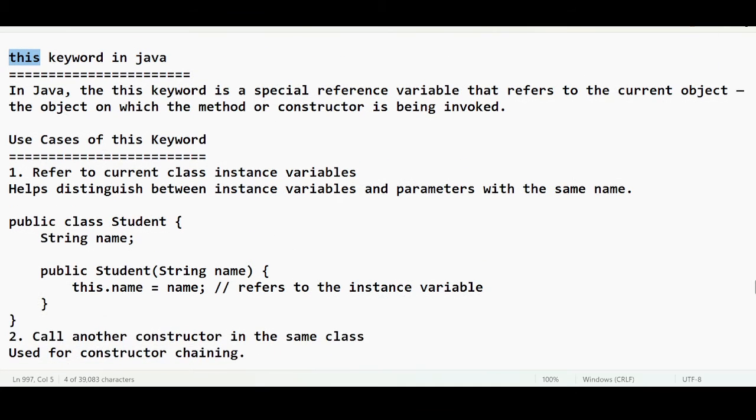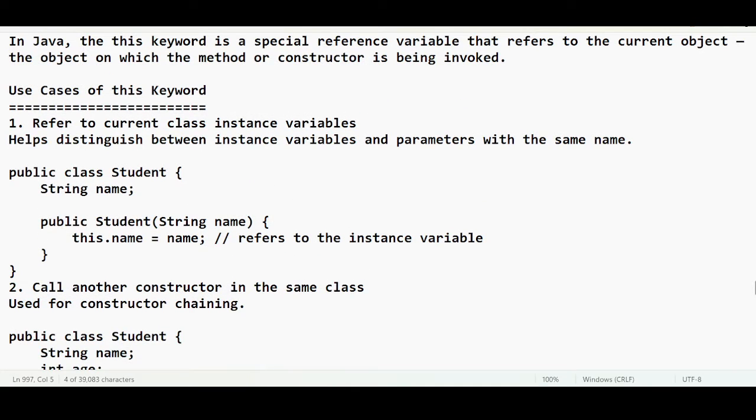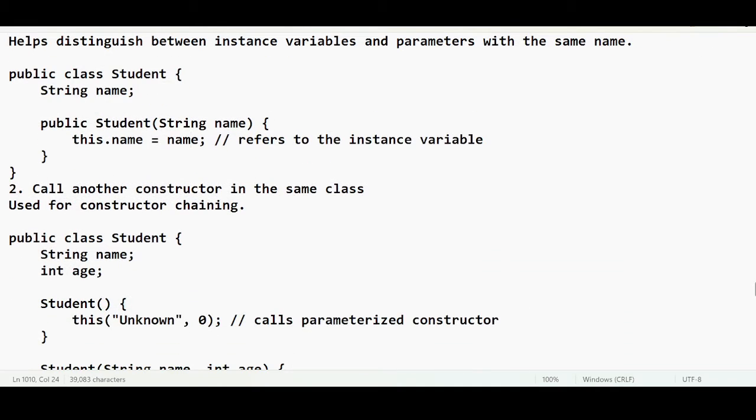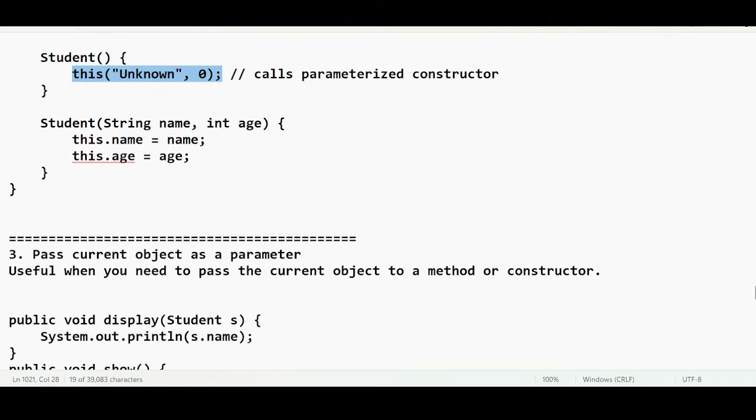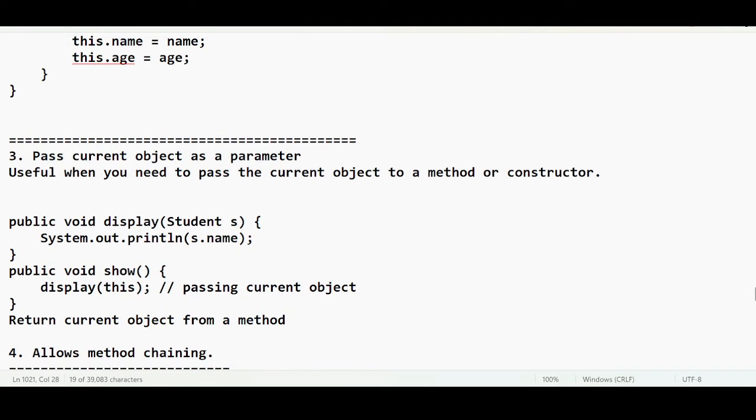This keyword with respect to, we want to transfer the value from the local variable to the class level variable. Usually we use this keyword in the constructor. Second, this keyword can be used to call another constructor. This is one of the concepts in constructor chaining. I discussed this yesterday as well, right?